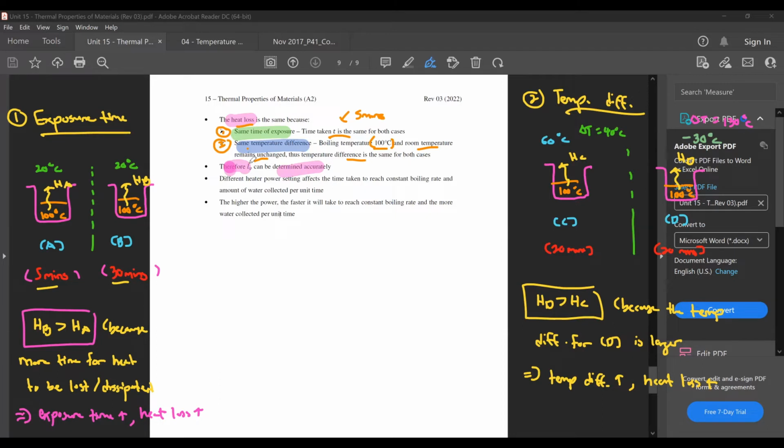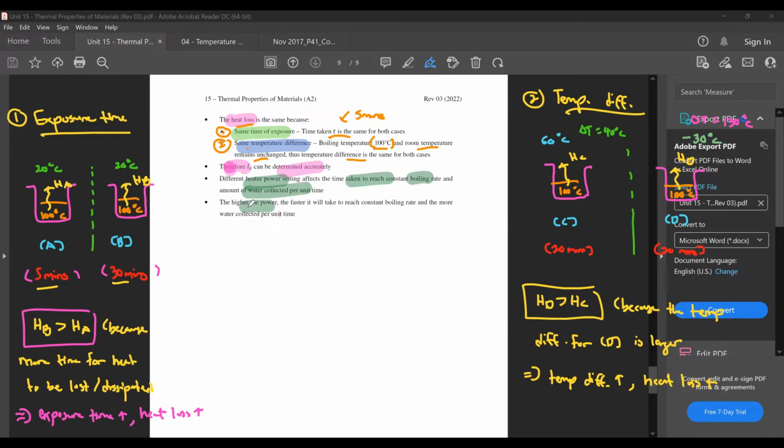Now, some of you may be asking, what is the effect of having different power settings? If you have different power settings, it really just affects the time taken to reach constant boiling rate and the amount of water collected per unit time.